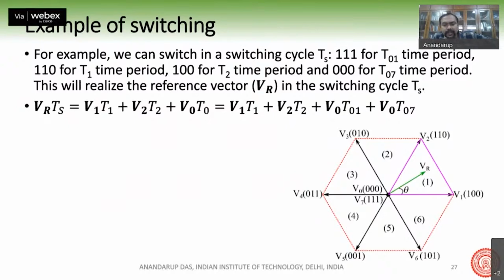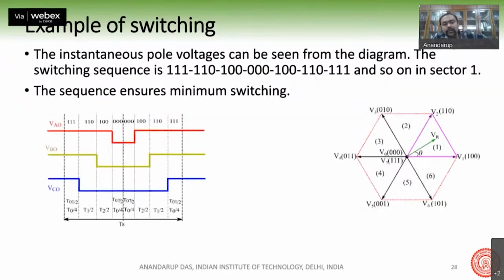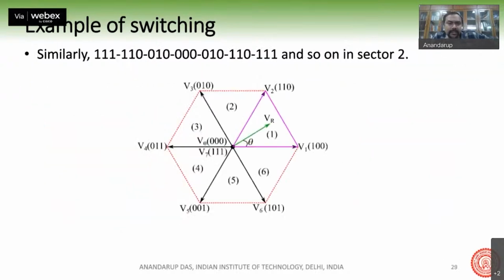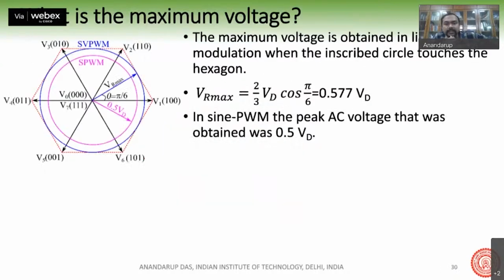Always you jump from one vector to the other vector, remembering that always only one switching state actually changes out of the three. Now, when you do this, you find something very interesting happening. First we find that the maximum voltage which is possible in space vector is denoted by the inscribed circle which just fits inside the hexagon.